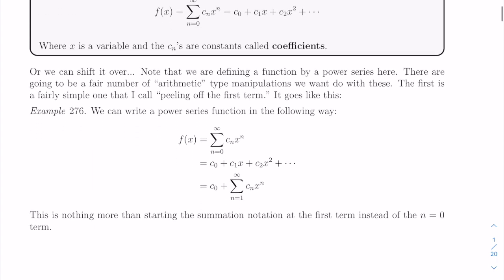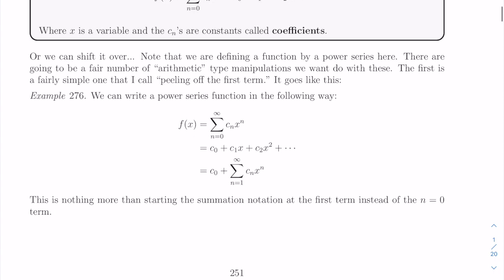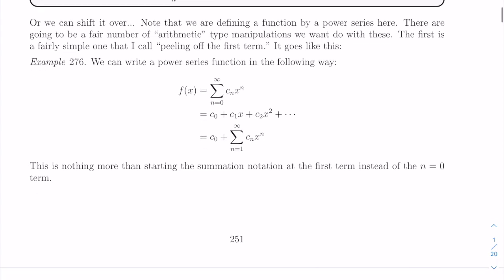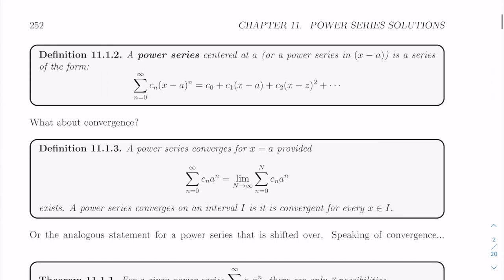We're going to have to do a bunch of arithmetic-type manipulations with these, but let's just start with peeling off a term, so to speak. If I start from 0 to infinity, this stands for that series. What if I wanted to start right here? All I'd have to do is say n equals 1 to infinity, peeling off the 0th term, and the rest of it starts at n equals 1, okay? So not a lot going on there. That is totally okay. Let's go through some more definitions.